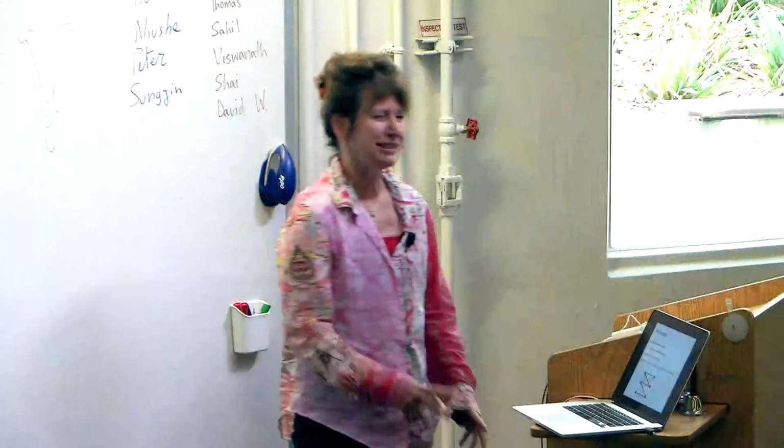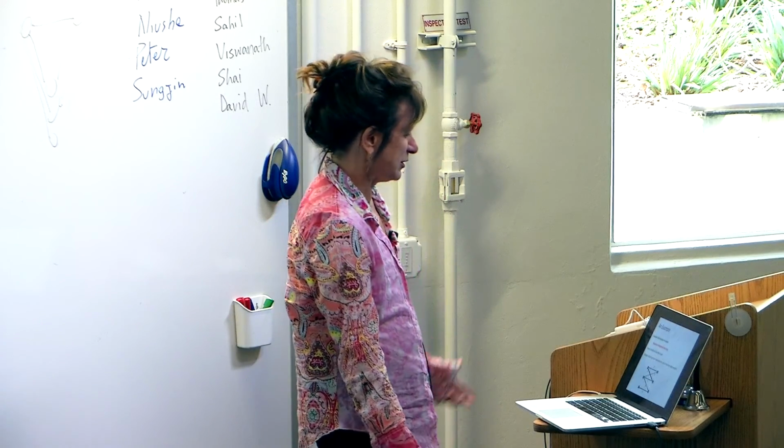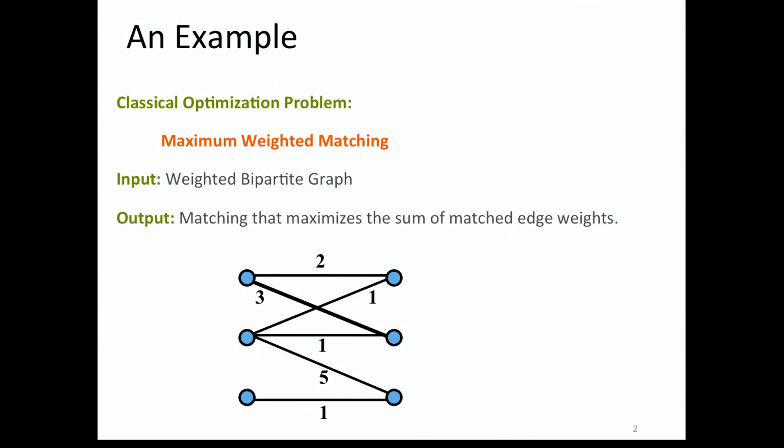So let me just introduce the area with an example for those of you that are not that familiar. When we teach algorithms, we learn about maximum weighted matching as an example of a problem we want to solve. Here your input is a weighted bipartite graph, and your goal is to find a matching that maximizes the sum of the edge weights. In this particular graph, the orange edges have a weight of 8, and that's the maximum matching.